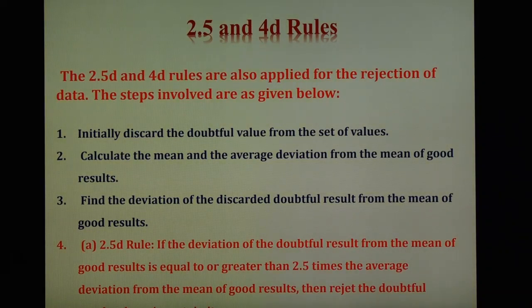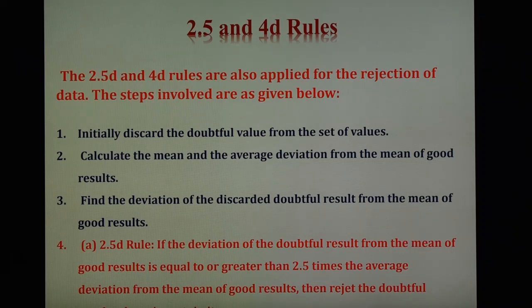And now another rule is also there, besides the Q test: the 2.5D and 4D rule. In this case the 2.5D and 4D rules are also applied for the rejection of a particular value in the measurement. In the case of 2.5D, this method consists of 5 steps. Step 1 is initially discard; again remember the important point. Number 1 is initially discard the doubtful value from the set of values. The doubtful value is to be discarded initially, and then take the other values.